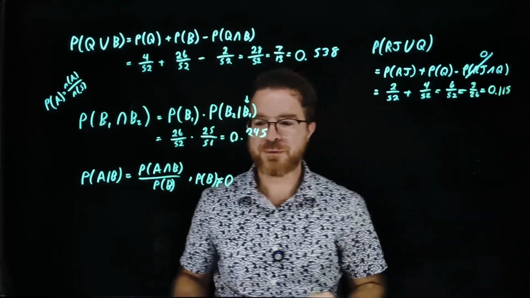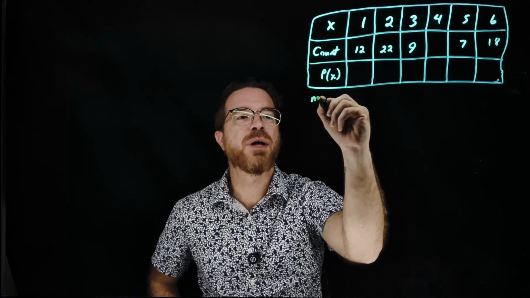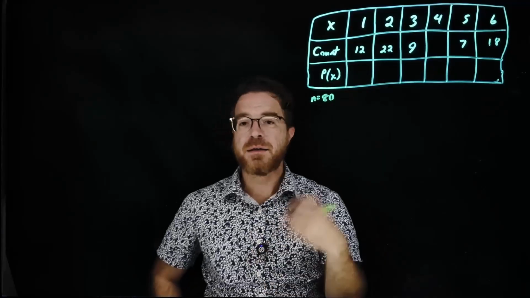For our next problem, it says a six-sided die is rolled 80 times and the number of times each number showed up and their probabilities are given below. We want to complete the table with the probabilities, and then find the expected value and the standard deviation. And then part C asks, is this a probability distribution? Why or why not?